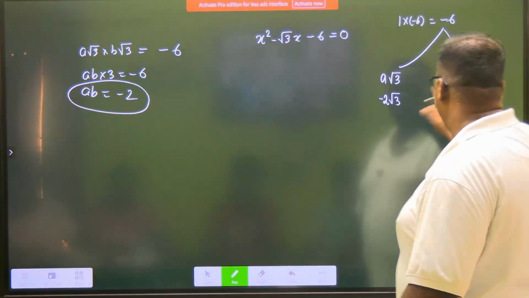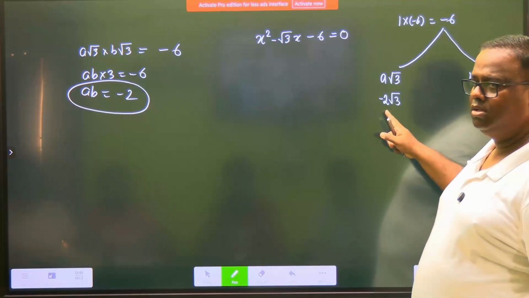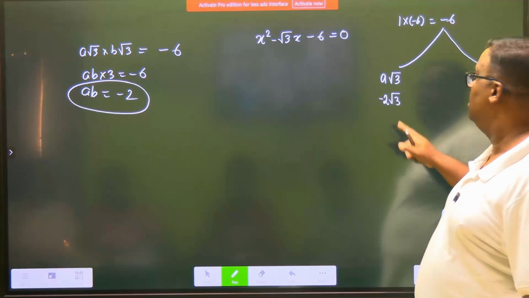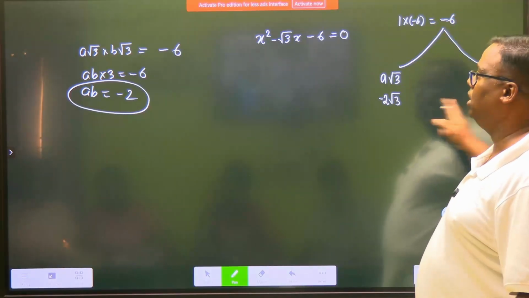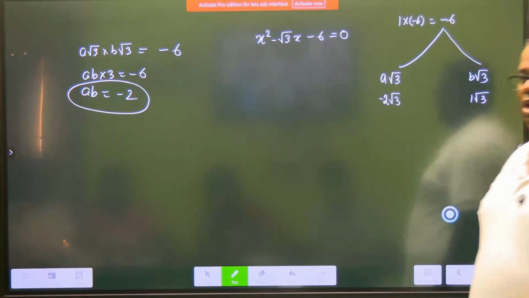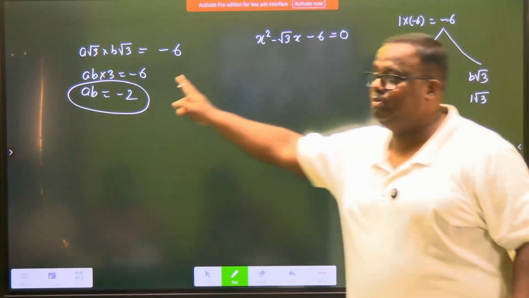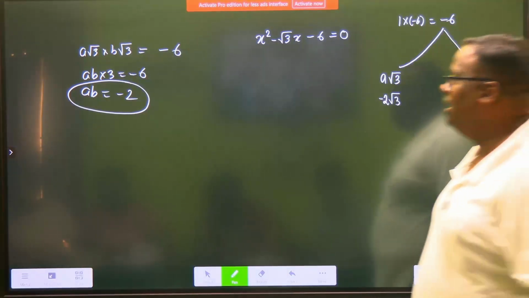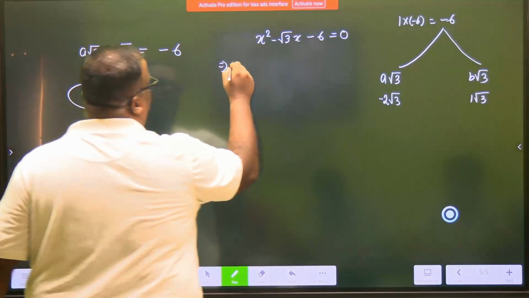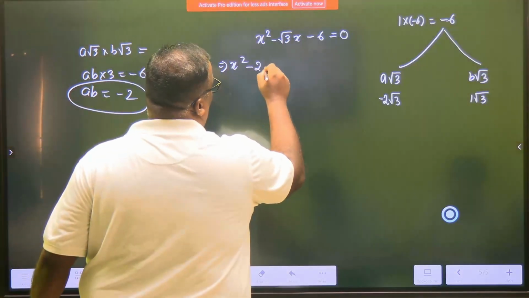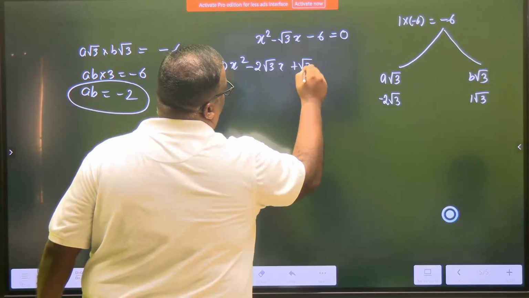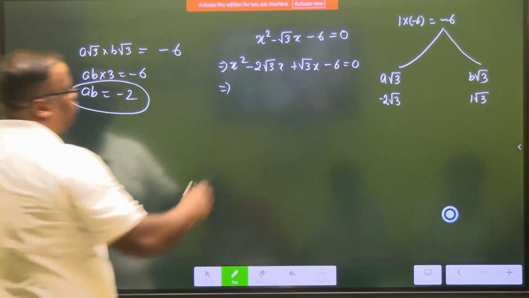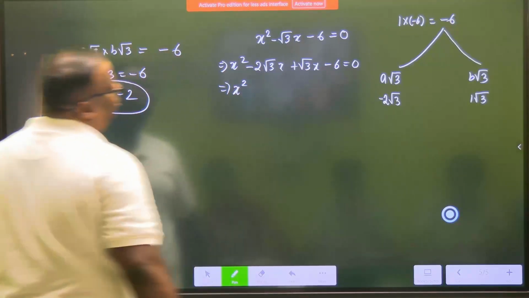Minus 2. Let's multiply. Root 3, root 3, 3. 3 into minus 2, minus 6. Satisfies. Minus 2 plus 1 root 3, minus root 3. Satisfies. Our job is done. This splitting is very essential. You cannot do hit and trial. It won't work for you. Put A root 3, B root 3. Now what do we get here? We get x square minus 2 root 3x plus root 3x minus 6 equal to 0. Right? So what do we take common? We take x square common.